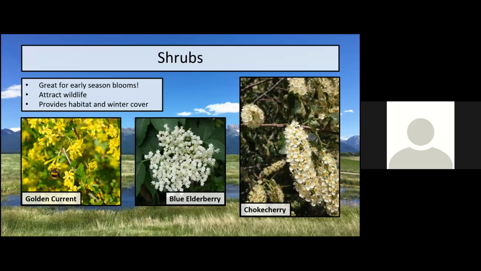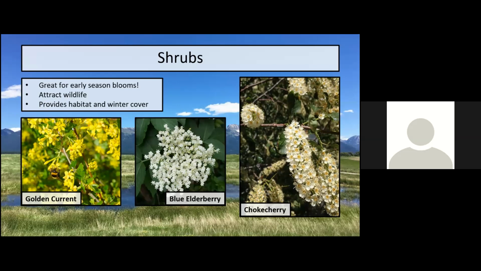And then I wanted to highlight some shrubs that you could plant. Shrubs are great for early season blooms, also great for berries and attracting wildlife, also providing habitat and cover. So all of the species that I'll go over are native to Montana. There's golden currant. This is great for early season bloom, attracts hummingbirds. All of these are pretty low on water use.